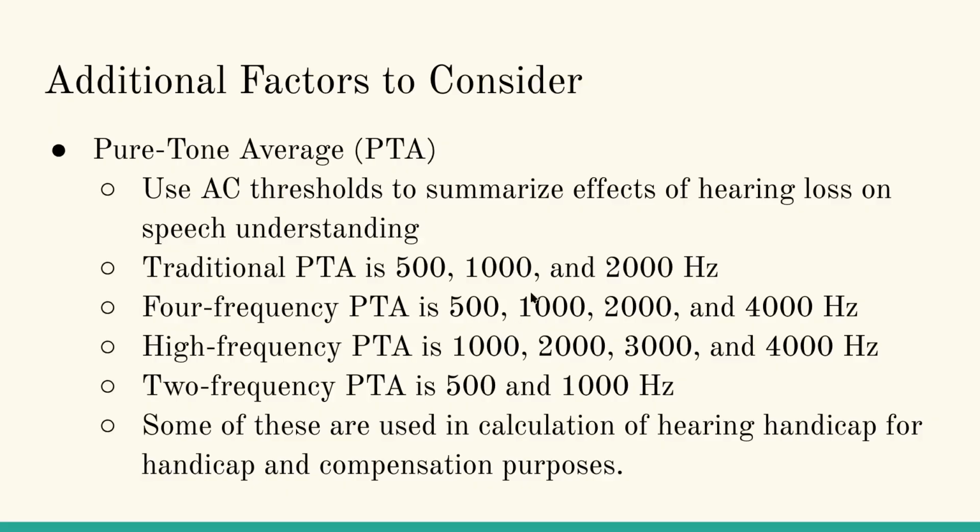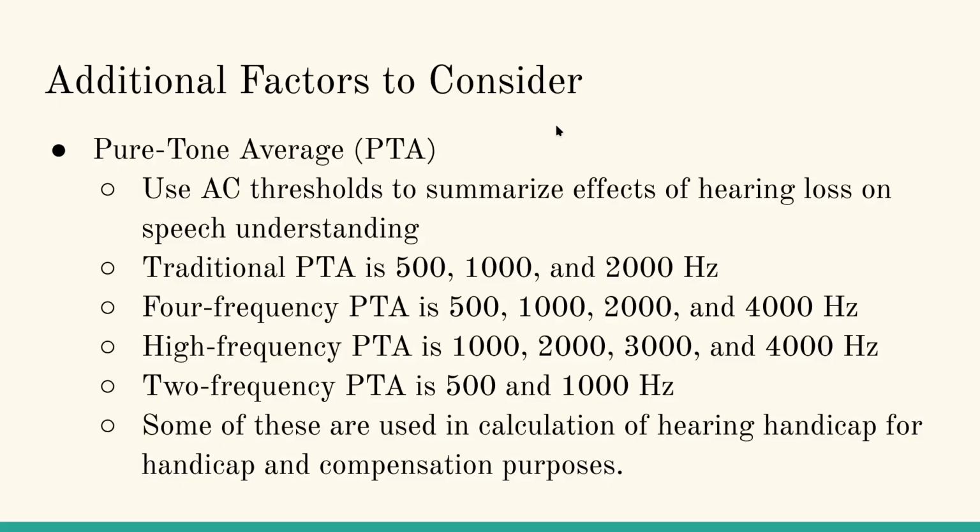So talking about pure tone averages, we want to use air conduction thresholds to summarize the effects of hearing loss on speech understanding. We have a traditional pure tone average, which is 500, 1000, 2000 hertz. That's what we're comparing to our speech recognition threshold. We have a 4-frequency pure tone average, 500, 1000, 2000, and 4000. That's what I use to describe the audiogram personally. That's what the WHO uses to describe the audiogram, but it is not the standard that everyone uses.